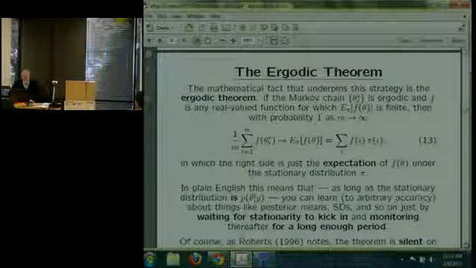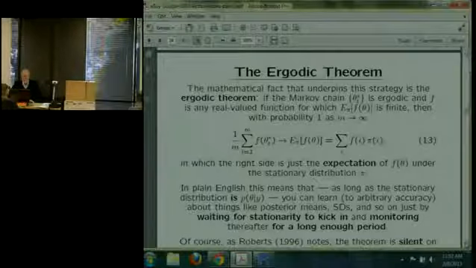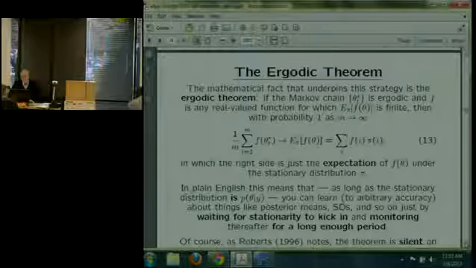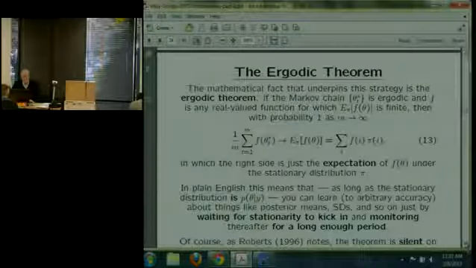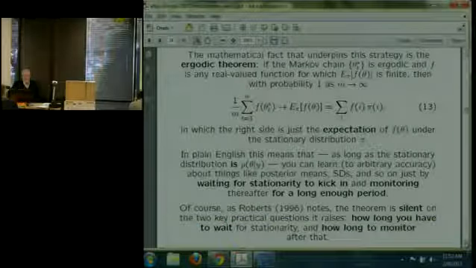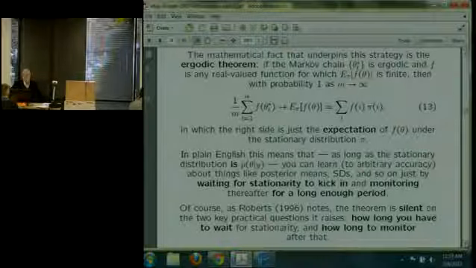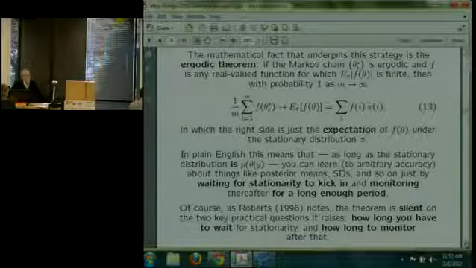Now, it's a nice theorem. Theorems are nice, but they often are nice only up to a point, and the point that they're nice only up to is that the theorem is silent on how big little m has to be in order for everything to work well. So, in fact, there are two things that it's silent about. It's silent about how long you have to wait in terms of number of iterations from a given starting point to get to stationarity, and then how long to monitor after that.